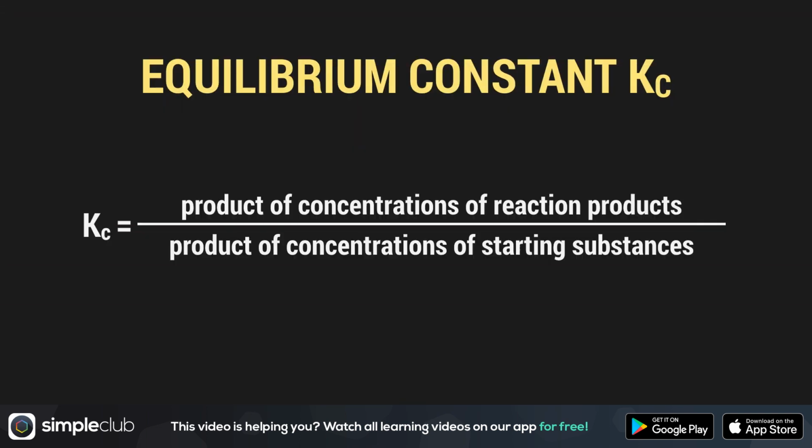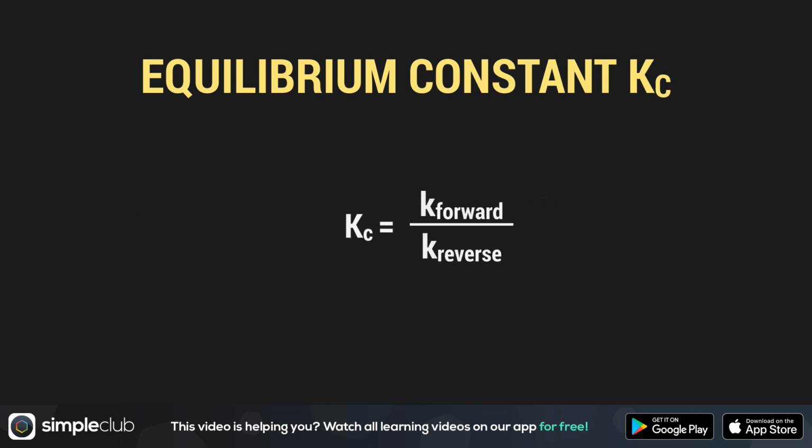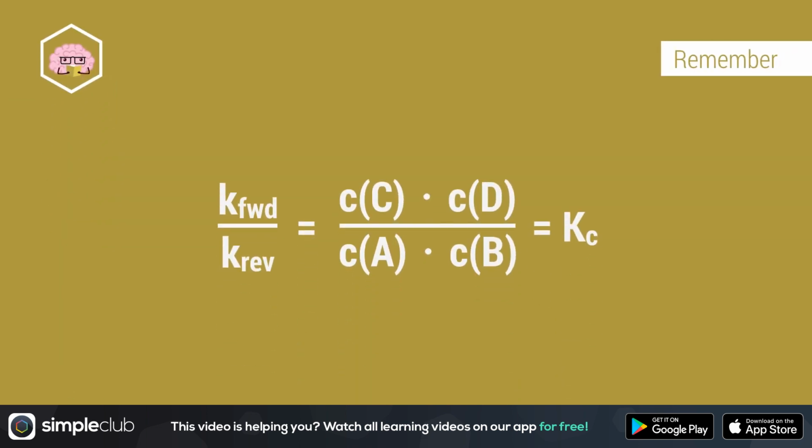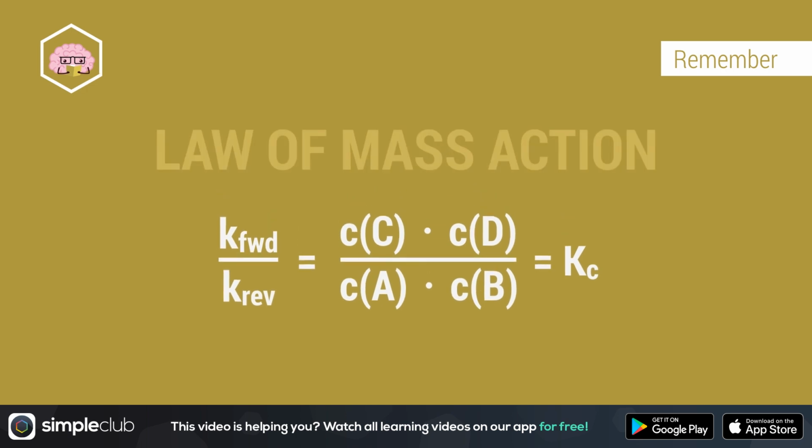Basically, to calculate the Kc value, you need to find the quotient of the product of the concentration of the reaction products divided by the product of the concentration of the reactants. So to speak, K forward divided by K reverse. When we write out the whole thing, we get the following formula. Here, the lowercase c stands for the concentration of products and reactants. This formula, used to calculate Kc, is also known as the law of mass action and is always pretty important in chemistry lessons.